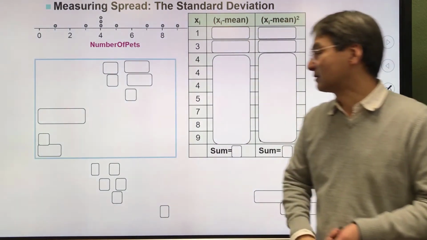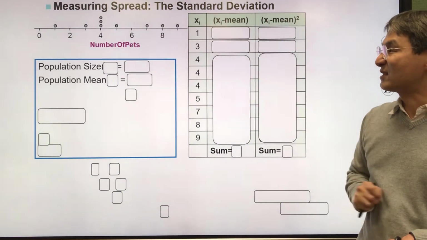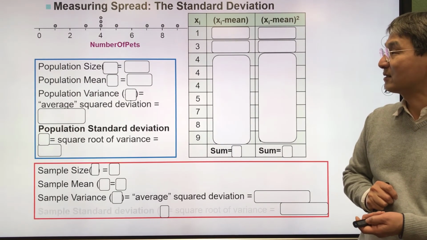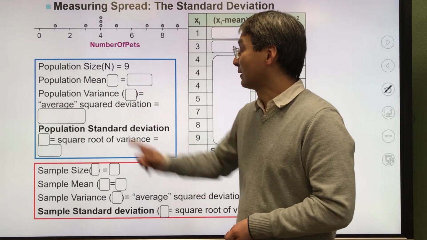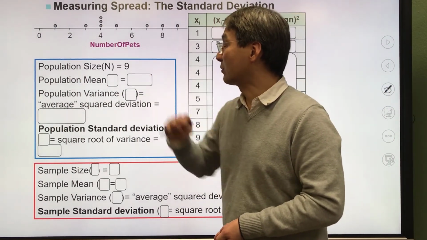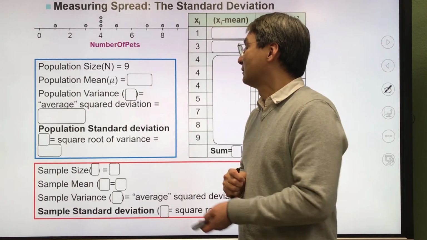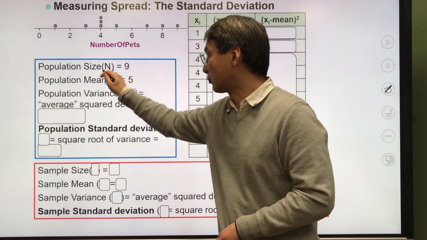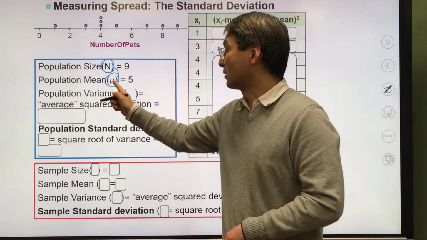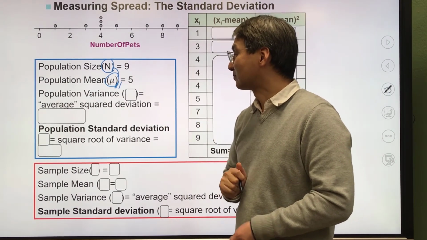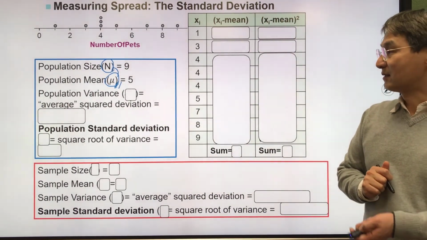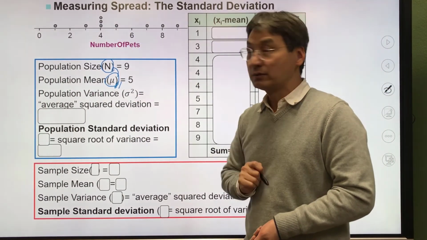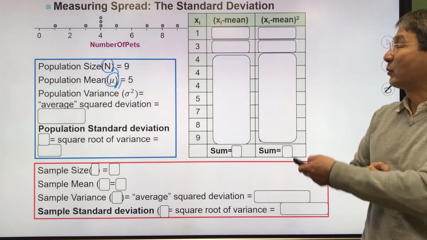So let's assume that this is a population. Then the population size is big N, which is 9. For the population mean, we add all those data points and divide by 9, which is 5. Notice that we are using these symbols: the population mean is mu most of the time, and the population variance is sigma squared. So how can you find the population variance? I would like to show you every step of every point.